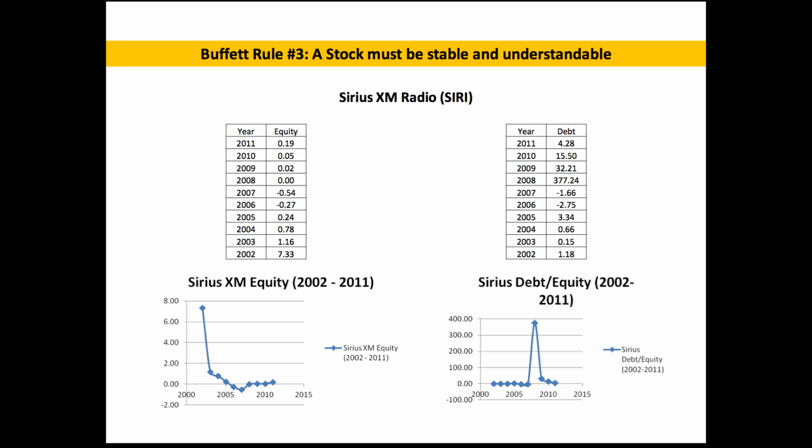Now, when we look at the debt to equity for Sirius, unfortunately, the debt to equity was so high in 2008 that on the chart you really can't even see how those values were fluctuating for all the other years. But to go from a 15.5 in 2010 down to a 4.28 in 2011, those are enormous changes in that debt for that company. And that's something that you want to avoid at all costs, a company that is moving in all these different directions like Sirius is.